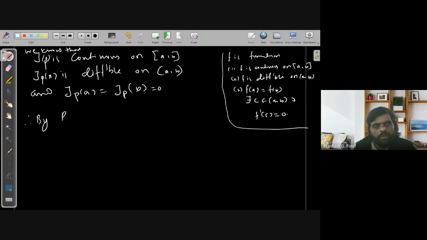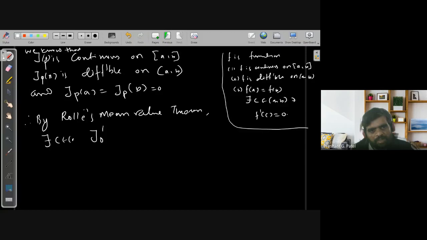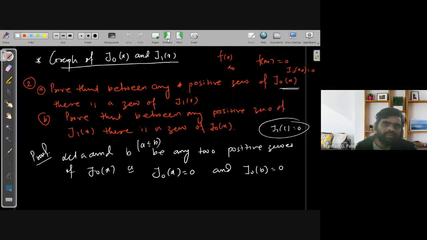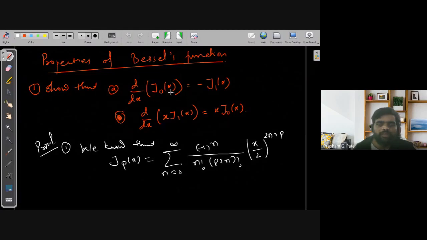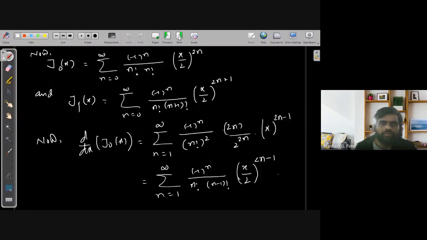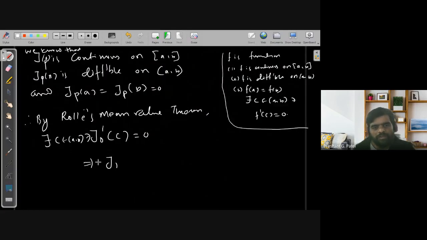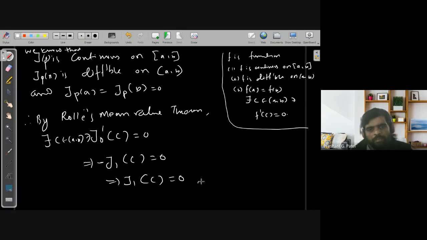Therefore, by Rolle's mean value theorem, there exists a c in between a and b such that J0 dash of c is equal to 0. But what is J0 dash? That means the derivative of J0, which we got from the previous property: the derivative of J0 of x is minus J1 of x. So due to that, we can write minus J1 of c is equal to 0, which implies J1 of c is equal to 0 for some c belonging to (a, b).